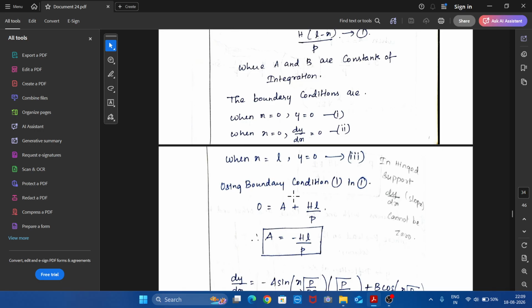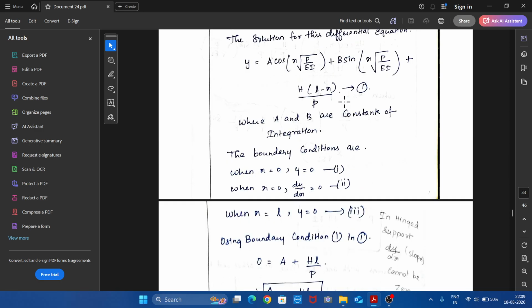Then we need to differentiate this equation before applying the second boundary condition. So if you differentiate this, dy by dx equal to A cos x root P by EI will become minus sin x root P by EI multiplied by, we need to differentiate this with respect to x. Therefore, if you differentiate this with respect to x, you will be getting root P by EI. And sin x root P by EI will be cos x root P by EI multiplied by, differentiate this with respect to x, you will be getting root P by EI.